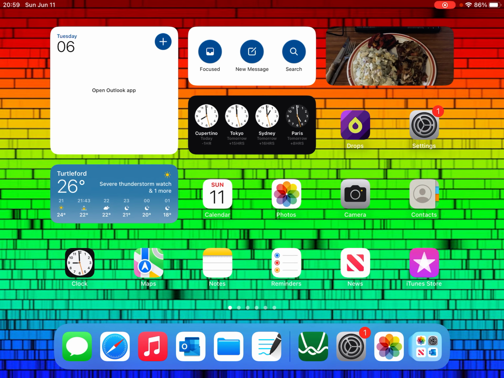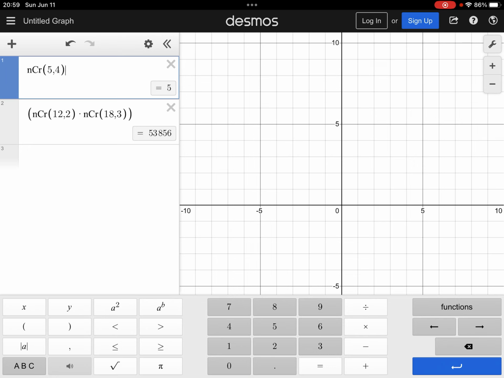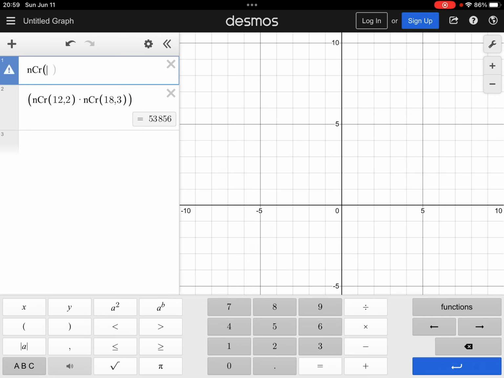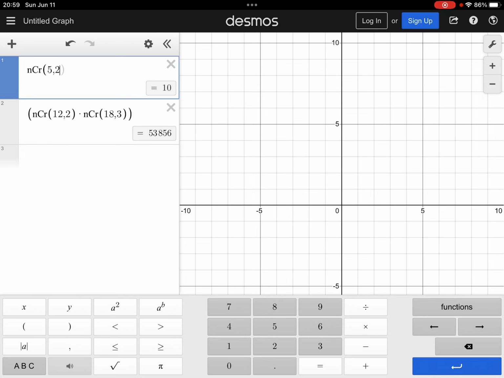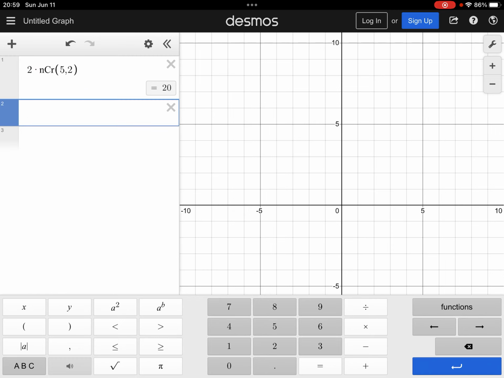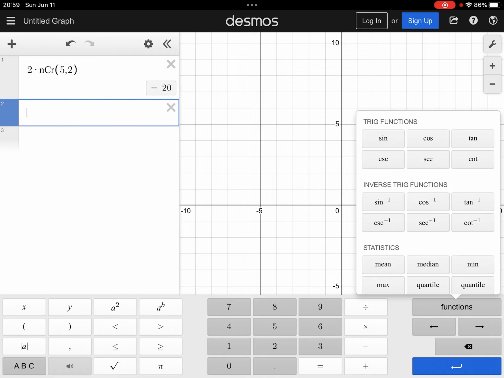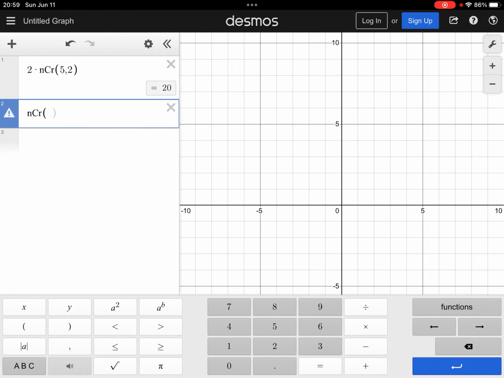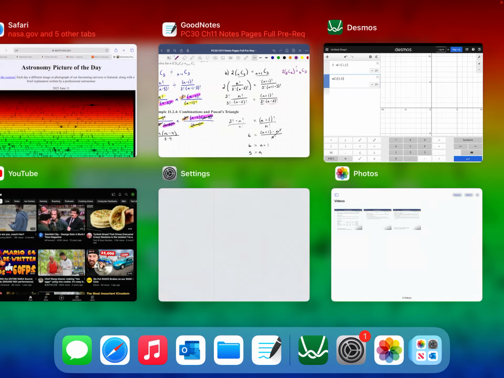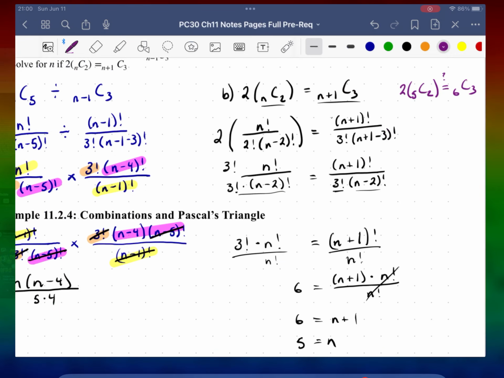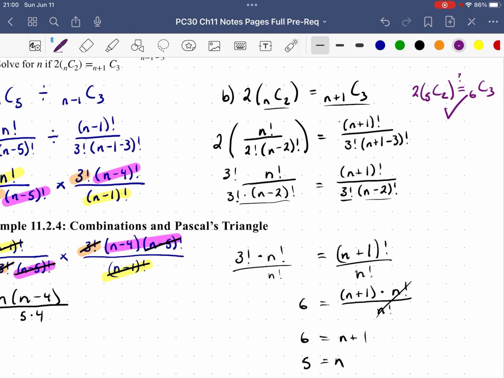I want to go to Desmos. 2 times 5 choose 2. Right, we could write in front of it 2 times. Does that equal 6 choose 3? Functions down at the bottom. 6 choose 3. Yes, it does. It works out. They both equal 20. Check mark.